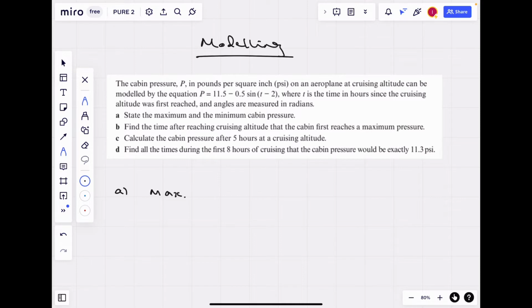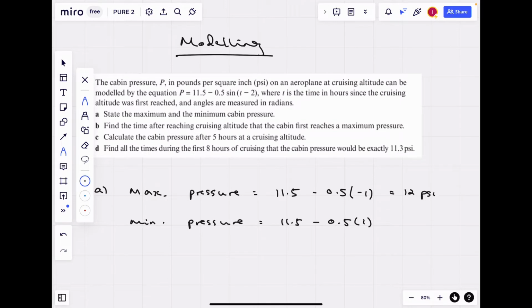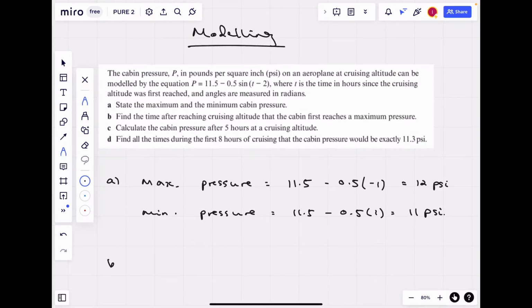So the maximum pressure is going to be 11.5 minus 0.5 times -1. And then the minimum pressure is 11.5 minus 0.5 times 1. So max 12 psi, minimum 11 psi. Nice and easy. Okay, find the time after reaching cruising altitude that the cabin first reaches a maximum pressure.